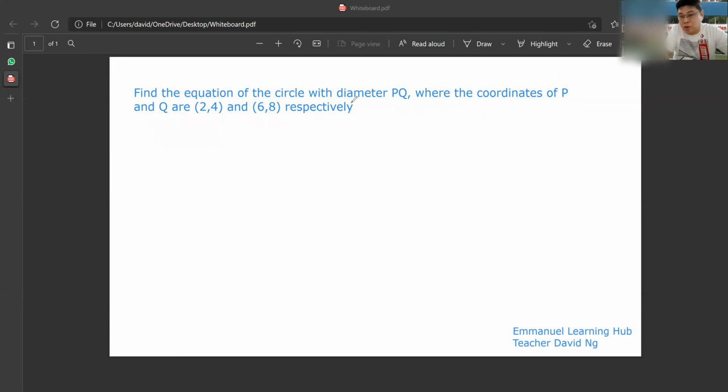Correct or not? So if you have the diameter, also very easy to work. With the diameter, you can find the length of the diameter, isn't it? Then the midpoint. Find the midpoint of the line connecting PQ. Then that's the coordinates of the center. So you can find the length of the diameter, then divide by 2 to get the length of the radius. Then you find the midpoint to get the center.